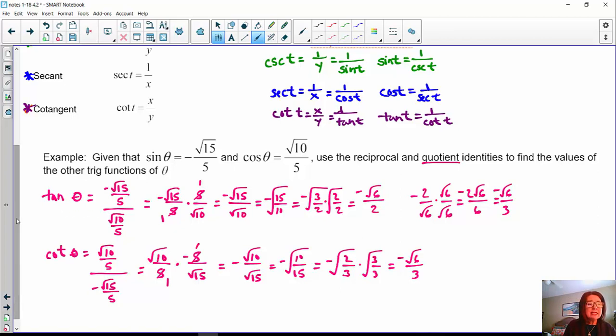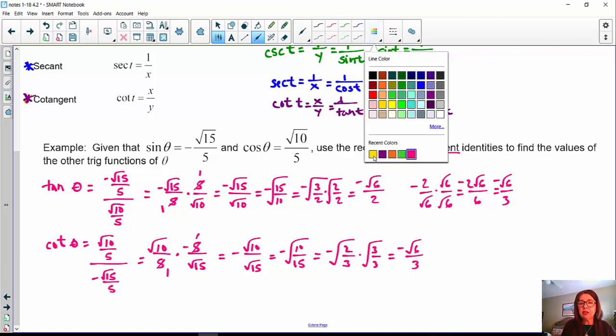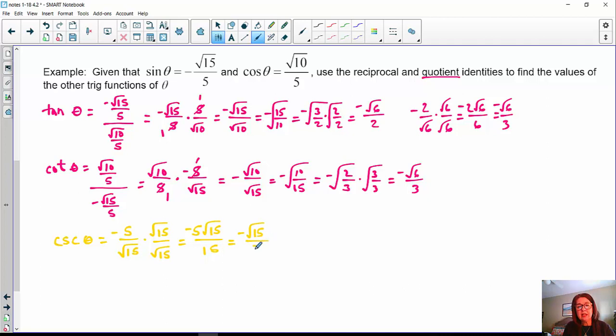Okay? Now let's say we've done tangent and cotangent of the angle. We still need to do secant and cosecant. So we'll change colors here. I'm not going to be able to leave those up there and have this write well, so just refer to your notes. So we'll start with the cosecant. The cosecant of our angle is the reciprocal of the sine. So here's my sine value. I will take the reciprocal of that. I will multiply by the square root of 15 over the square root of 15, rationalizing that denominator. Negative 5 square root of 15 over 15, which reduces to negative square root of 15 over 3.